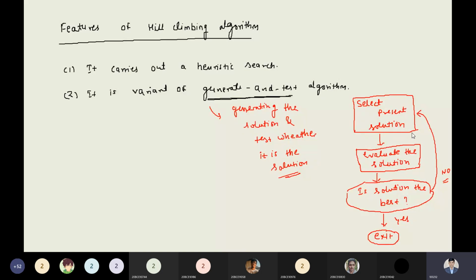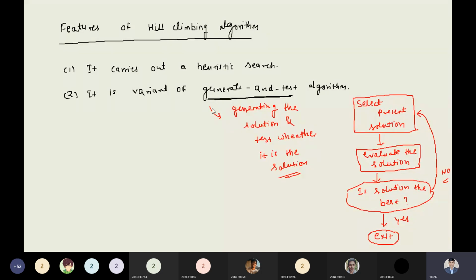So now this step is clear. This is the second feature of the hill climbing algorithm. This is clear to all right now? Just tell me. Yes, sir, it's okay.